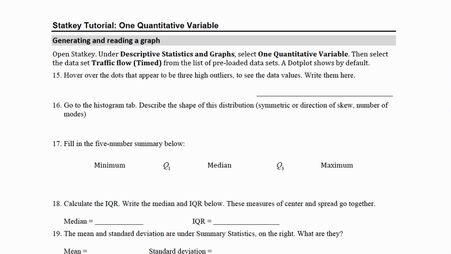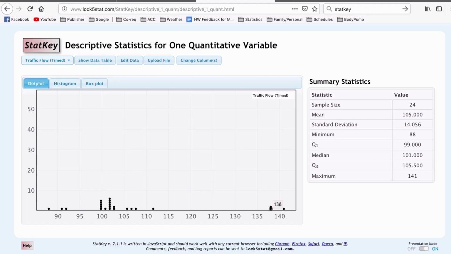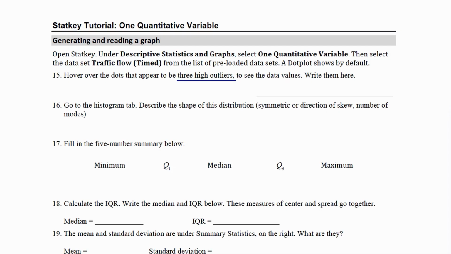So first we're going to hover over the dots that appear to be 3 high outliers to see what the values are. Over here we can see 3 values, 138, 138, and 141. We list 138 twice even though it's the same number because it really is two different values. So 138, 138, and 141.